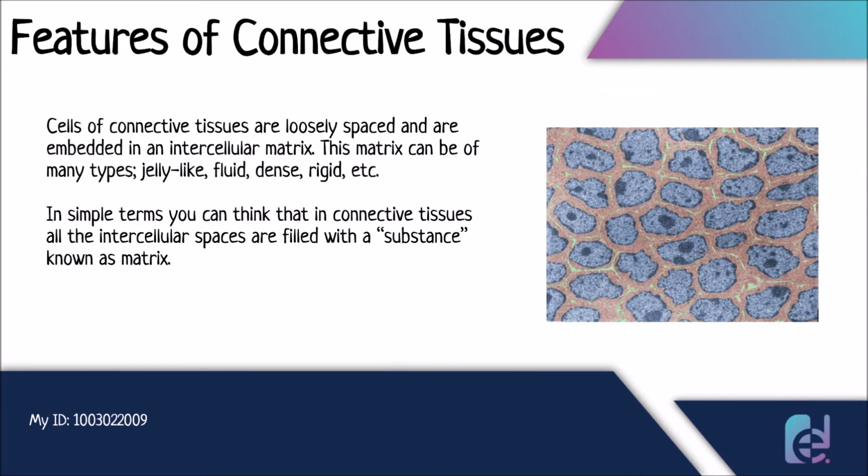Next up, we look at connective tissues and what they are. Cells of connective tissues are loosely spaced and are embedded in an intercellular matrix. This is really important as this matrix can be of many types. It can be jelly-like, it can be fluid, dense, or rigid. What's a matrix? As you can see, all of these are individual cells present over here. The matrix basically fills all the intercellular spaces.